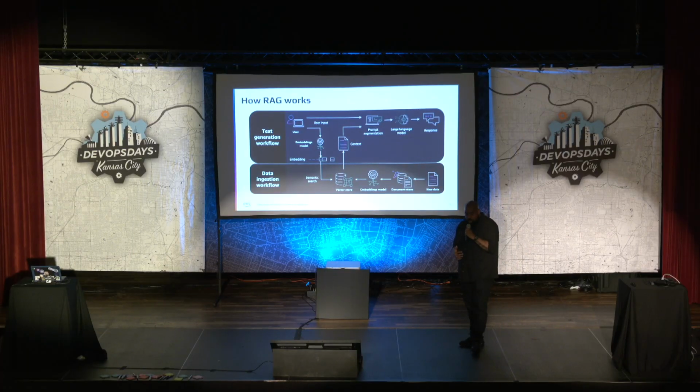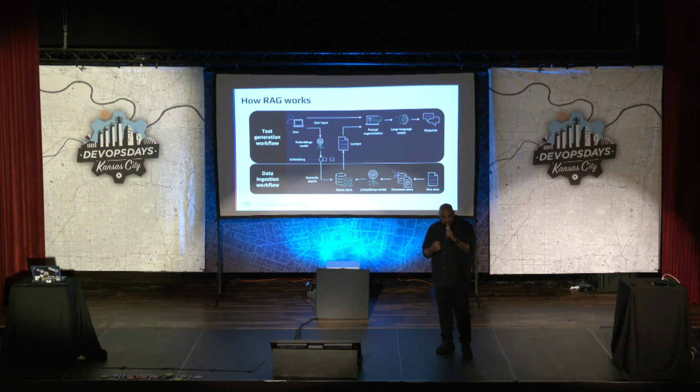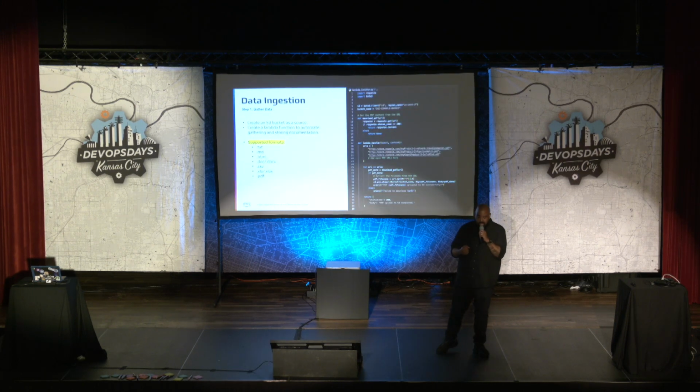Now, how RAG works, it has two workflows. First, the data ingestion workflow, where we take the data, embed it into a vector store, and then we have the text generation workflow where we actually retrieve the data from the vector store, augment it in the form of a prompt, and then we're able to use it.